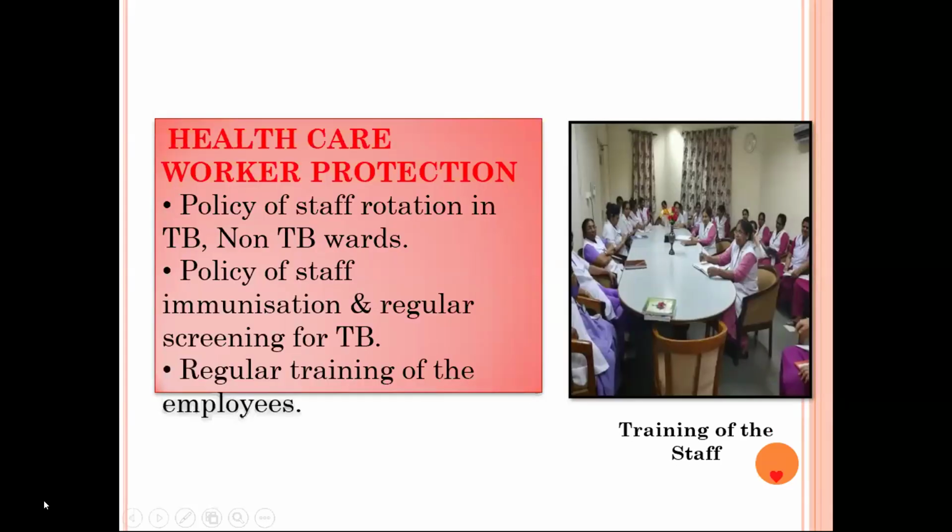So we have a policy of staff rotation in TB and non-TB wards. Then policy of staff immunization and regular screening for TB. Annual screening of all the staff is being done at NITRD. Then regular training. This is one picture of the training of the nurses.